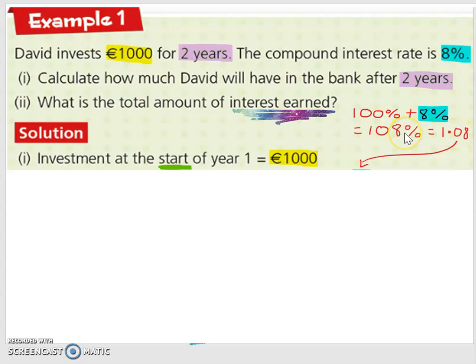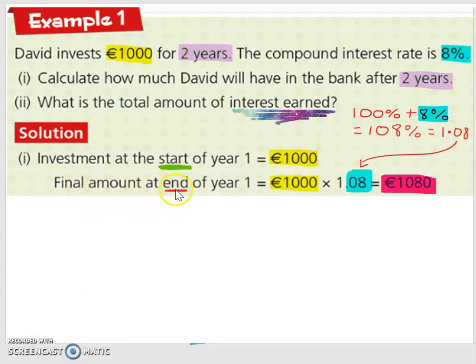So we're going to get 108% of €1,000. And in maths, of means multiply. So we're going to multiply 108% by 1,000, but we're going to use the decimal, so we're going to multiply 1.08 by 1,000. So his final amount at the end of year 1 is €1,000 multiplied by 1.08, which is €1,080. So this is his amount in the bank at the end of year 1. He started off with €1,000, and at the end of year 1, he has €1,080.